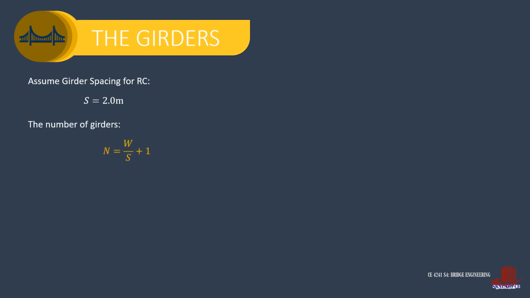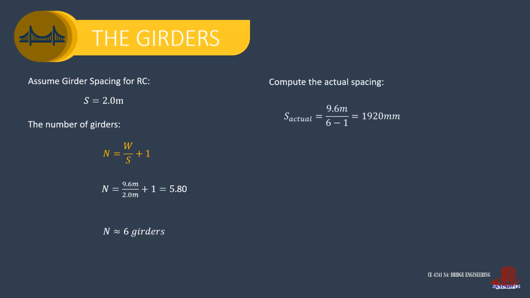Continue with the number of girders, which then is computed from 9.6 meters over 2 meters plus 1, which results to 5.8, rounded off to 6 girders. We can then compute for the actual girder spacing, which is 9.6 meters over 6 less 1, and this gives 1,920 millimeters, or 1.92 meters.